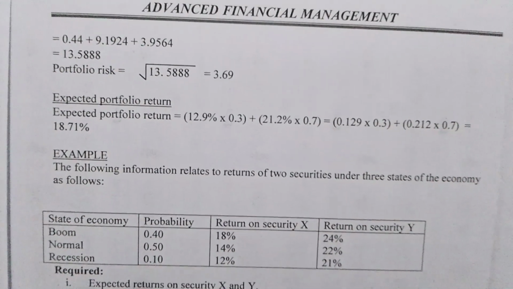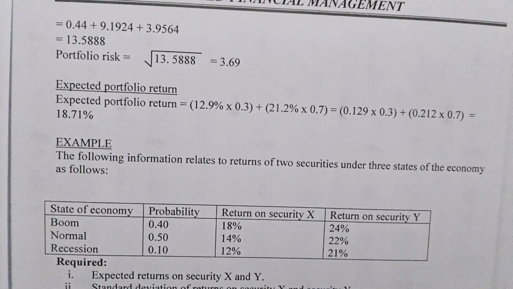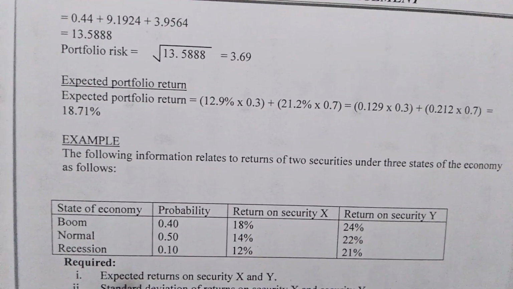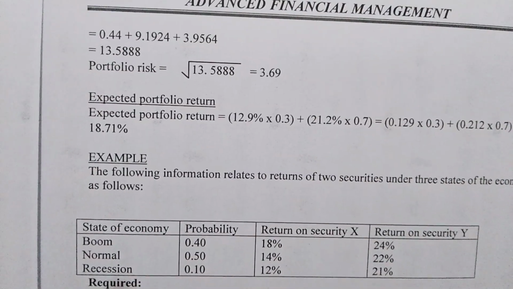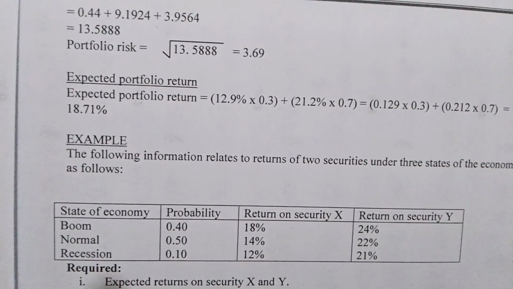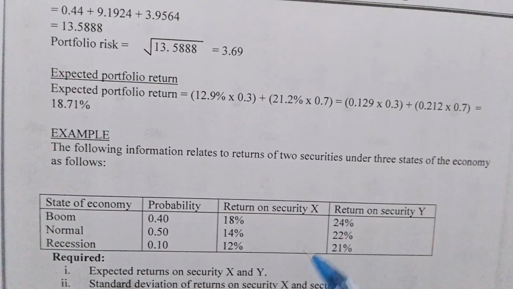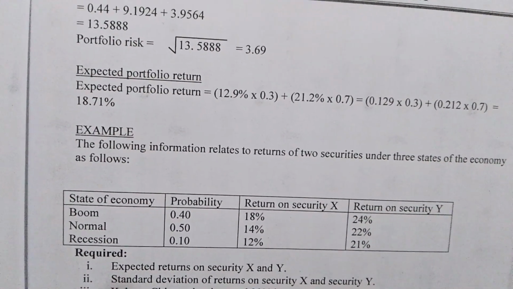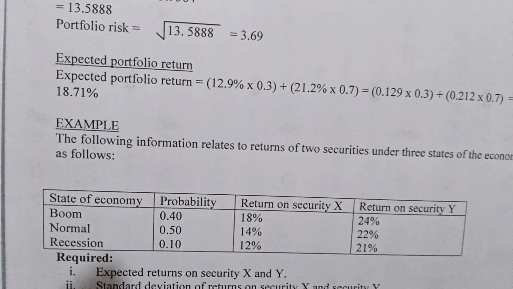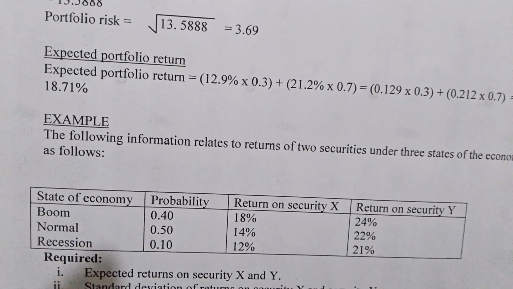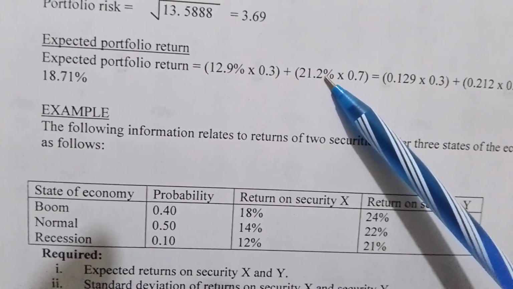Then expected portfolio return. It will be given by the expected return of each portfolio times the weight. In other words, we got expected return on security X, 12.9%, and for Y, we got 21.2%.